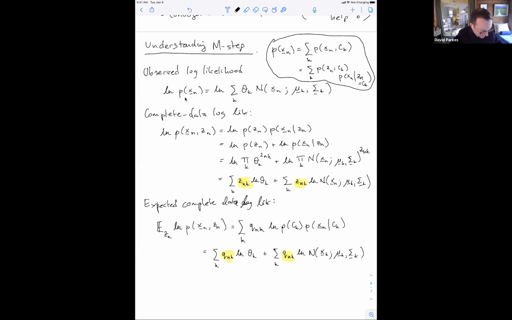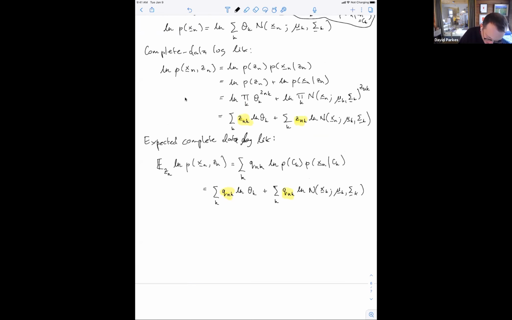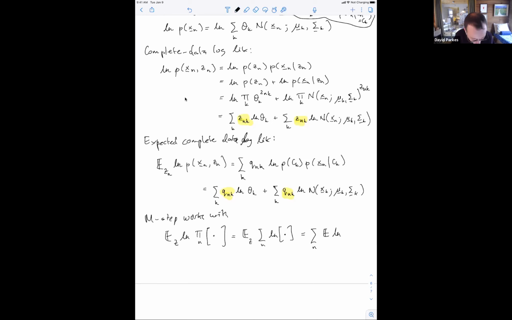Okay, great. I just want to write down one more thing, which is that overall the M step works with something that looks kind of like this. Just want to write this down so you have it in your notes to stare at. It actually works with all the data, right? Not just example N. But this is the expectation with respect to Z of the sum of log, and now I can push my expectation in through the summation. And it's this expression that I was just working with.